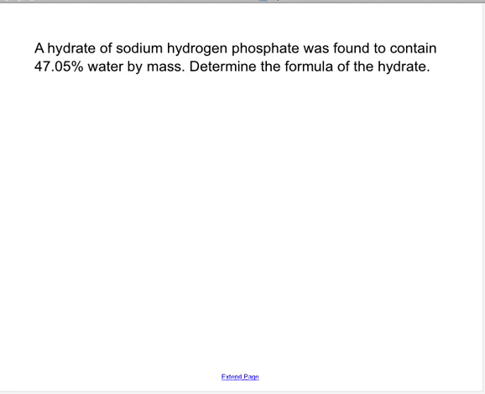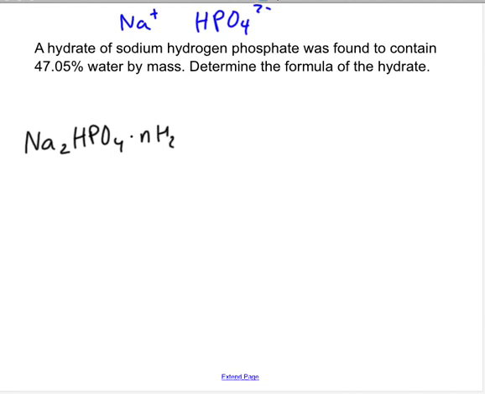So again, let's begin by writing the formula. The sodium cation is Na+. The hydrogen phosphate anion from your nomenclature sheet has the formula HPO4 with a 2 negative charge. That means the whole formula is Na2HPO4 dot NH2O, decomposing to form Na2HPO4 plus NH2O.